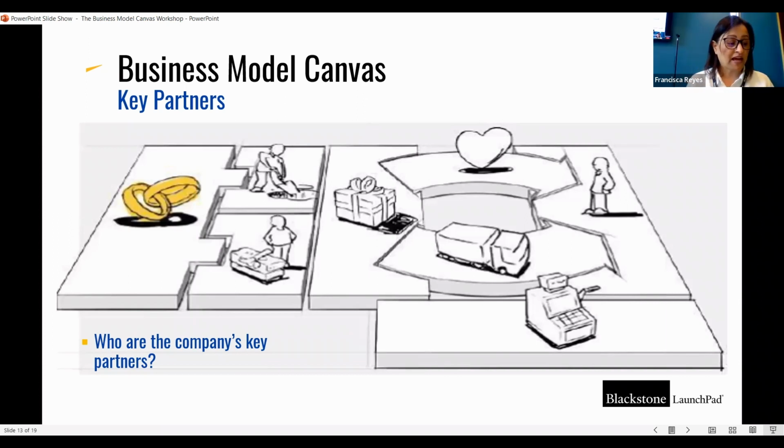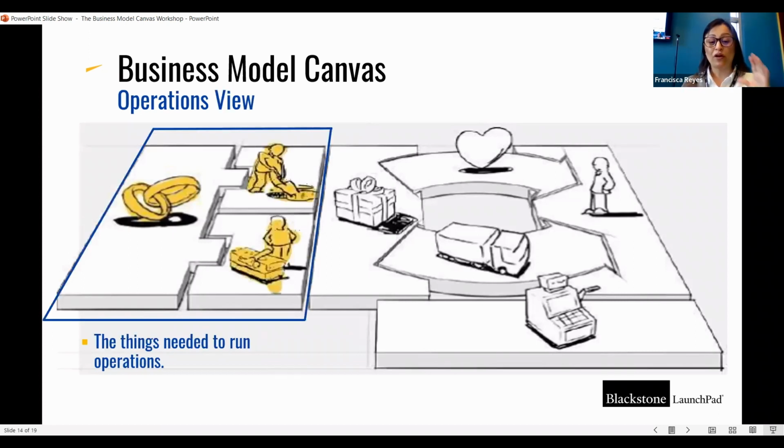So when we're talking about these three things, this is what we know as the operations view. Here is where we're saying all these three things are critical for us to run operations, to get things done, to make things happen.